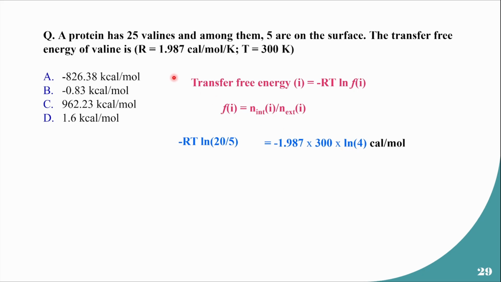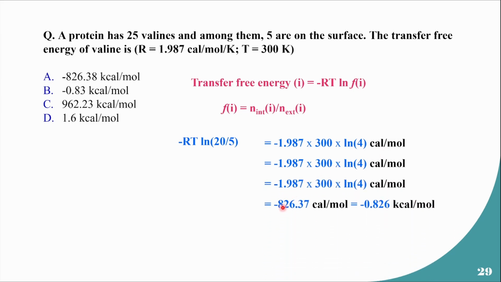4 here. So 4, because among 25 valines, 5 are on the surface. That means 20 will be in the interior position. So it will basically be 20 by 5, and 20 by 5 is 4. So this value will give the transfer free energy in terms of calorie per mole. Now, if you calculate this out, you will get minus 826.37. But you have to remember that your answers are asked in terms of kilocalorie per mole. So from calorie per mole to kilocalorie per mole, you have to divide that value by 1000 and ultimately you will get minus 0.826 kcal per mole, which is basically minus 0.83 kcal per mole, the answer B here.